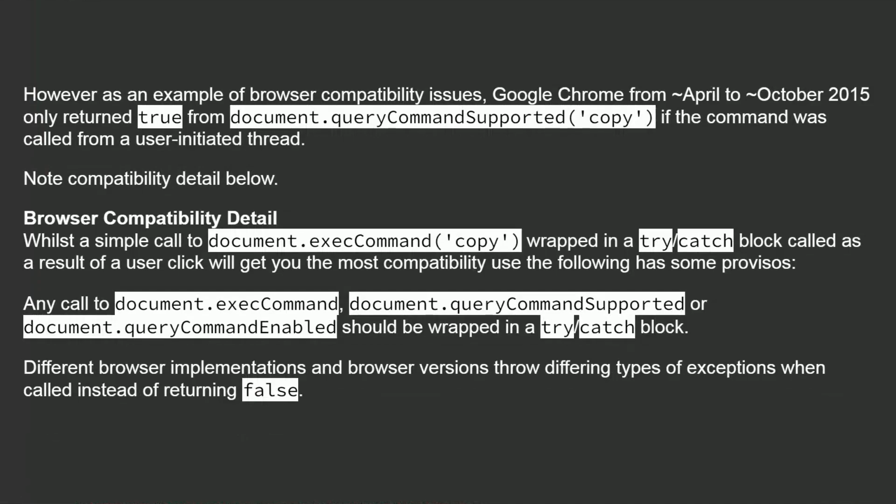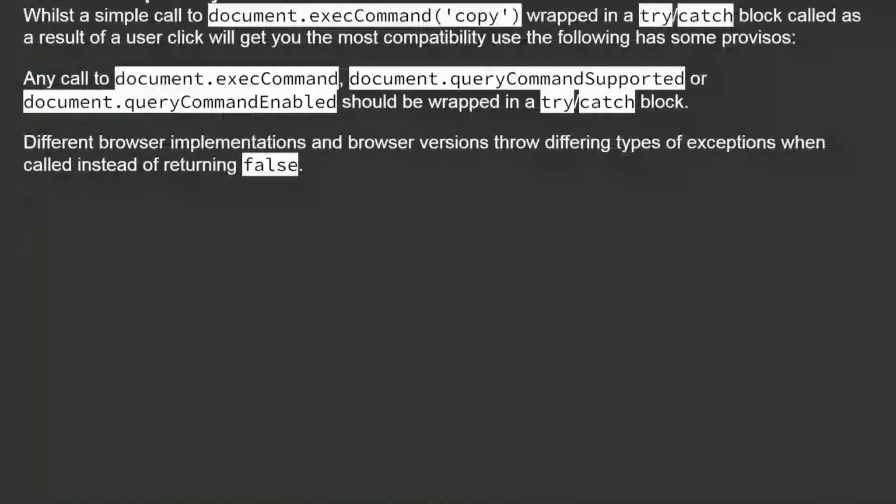Browser compatibility detail. Whilst a simple call to document exec command copy wrapped in a try-catch block, called as a result of a user click, will get you the most compatibility, the following has some provisos. Any call to document exec command, document query command supported or document query command enabled should be wrapped in a try-catch block. Different browser implementations and browser versions throw differing types of exceptions when called instead of returning false.